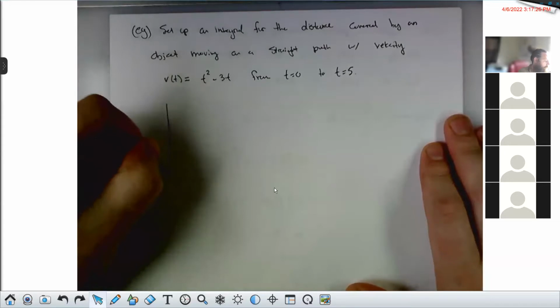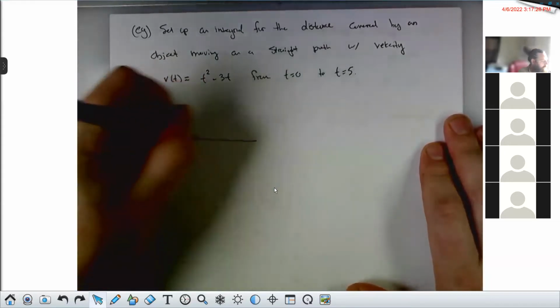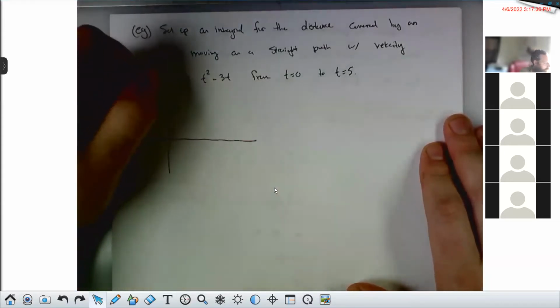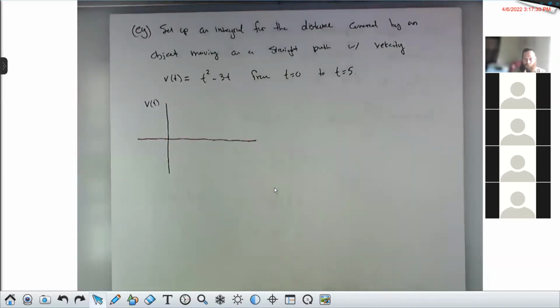I do think it's worthwhile to sketch the velocity function. It does not need to be a perfect graph. We're really just trying to figure out where this thing is positive and where it is negative. But if you can get the shape approximately right, the area is reasonable, it can be a big help.